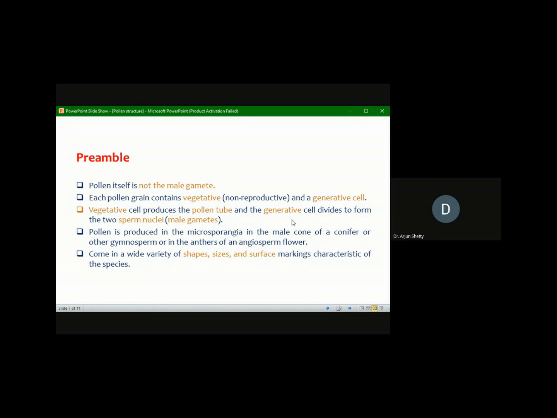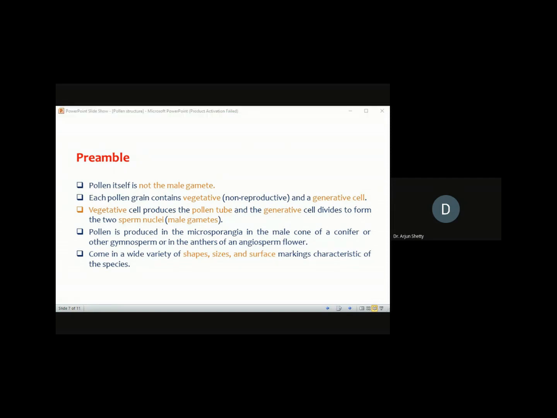In the generative cell, we are going to get the male gametes, right? So the pollen itself is not a male gamete or a sperm, but it acts as a precursor for the production or formation of a male gamete. We already know that each and every pollen will have two different cells. One is the vegetative cell, which will be the bigger one, and the generative cell, which will be the smaller one. And that is happening just because of why? Unequal mitotic division that leads to the formation of the two cells, where this vegetative cell will be considered a non-reproductive cell. Why? Because it is not at all involved in the production of any of the gametes.